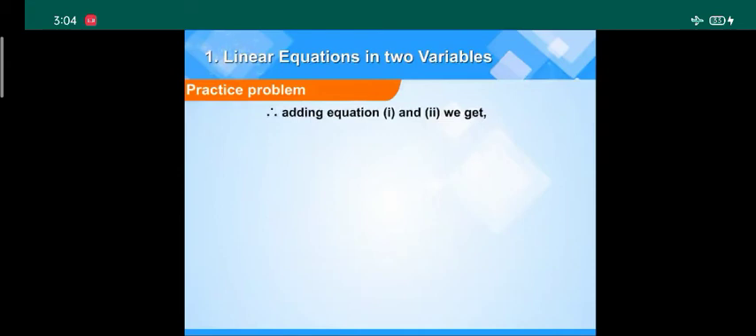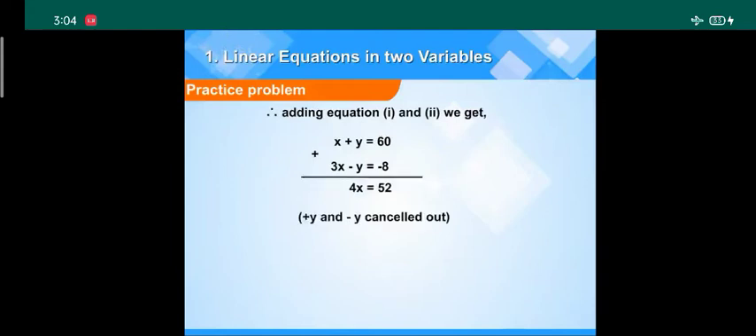Now, adding equation number 1 and equation number 2, we get x plus y is equal to 60, plus 3x minus y is equal to minus 8. Plus y and minus y will get cancelled out. Therefore, 4x is equal to 52. Therefore, x is equal to 52 divided by 4. It gives x is equal to 13.